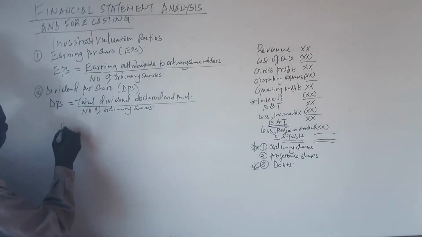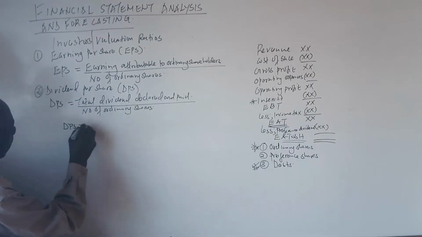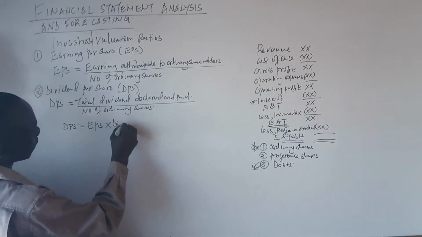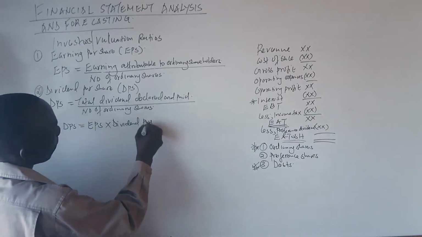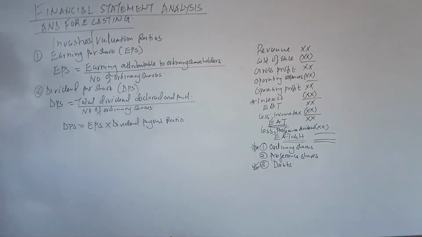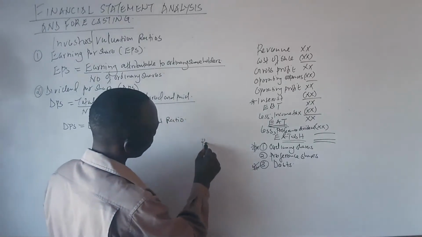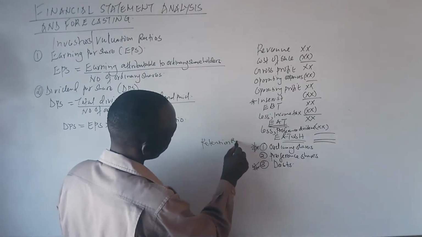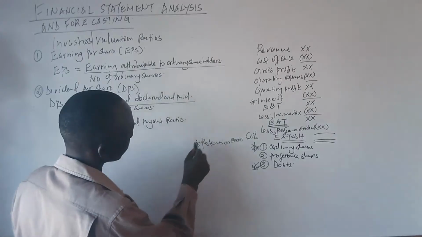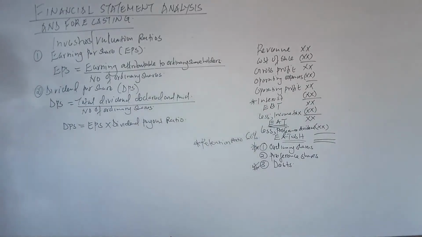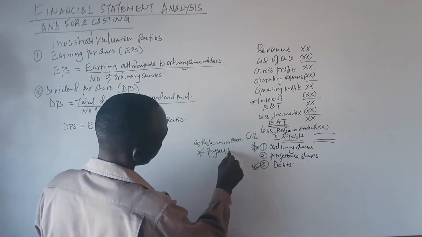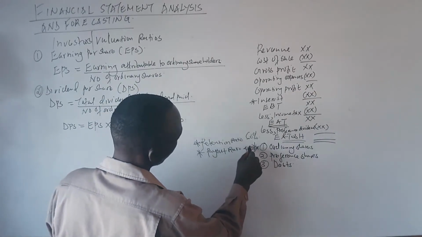We take the earnings per share to get the dividend per share. We multiply by the dividend payout ratio. You can find that a company has what we call the retention ratio of, let us say, 60%. So if the company is retaining 60% in the company, therefore the payout ratio will be how much? 40. Payout ratio in this case will be 40%.